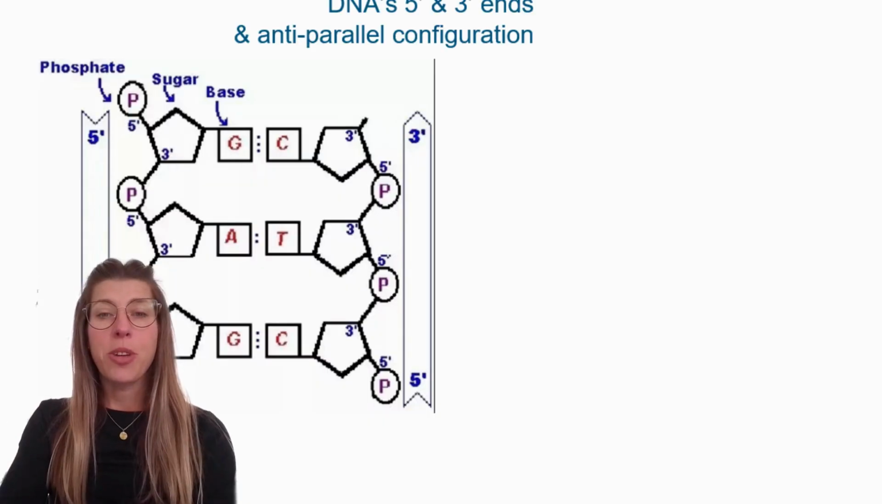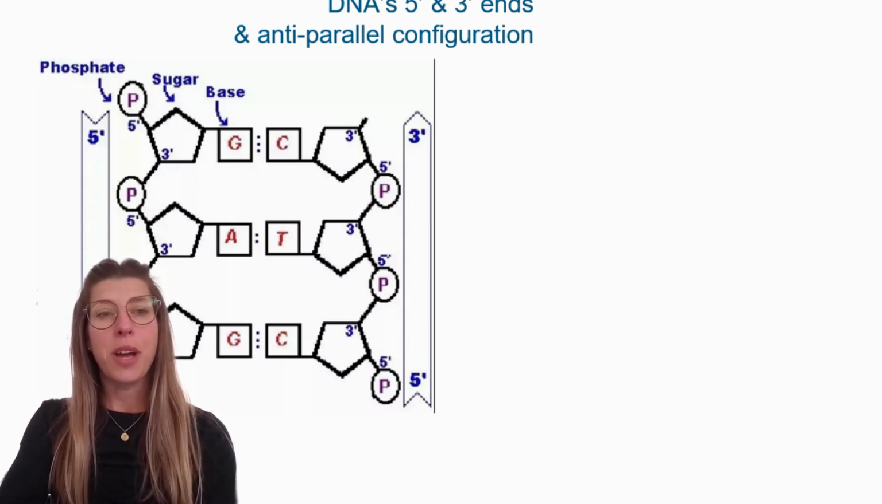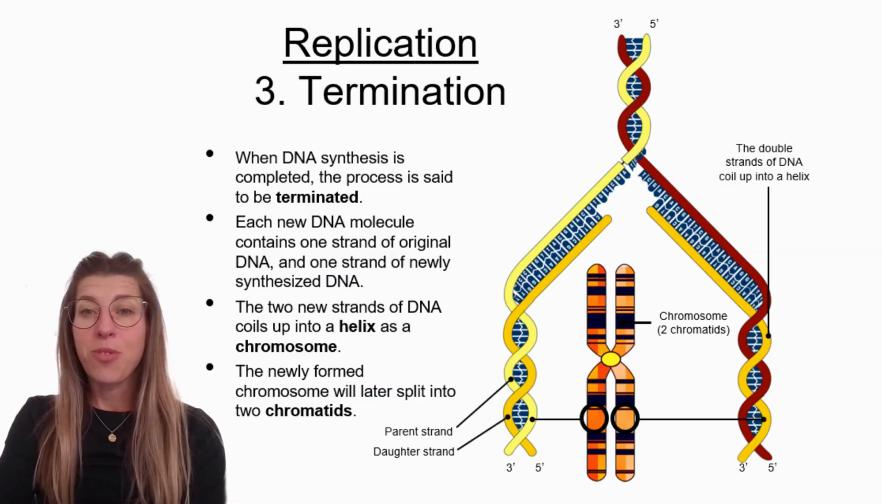So here's a closer look at the 5' to 3' ends and the anti-parallel configuration. Again, they're parallel, however, they run in opposite directions. And the direction is dictated by the way that the new nucleotides are bonded with each other with the phosphodiester bonds. Okay, and the last stage, we're almost there. We need to end this process.